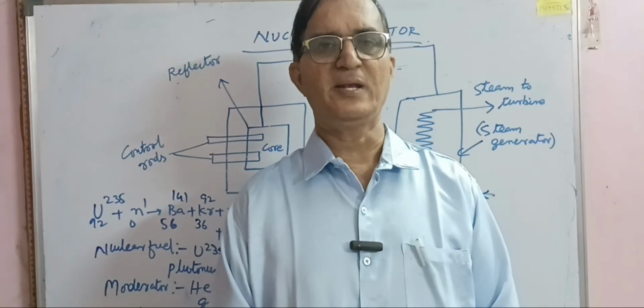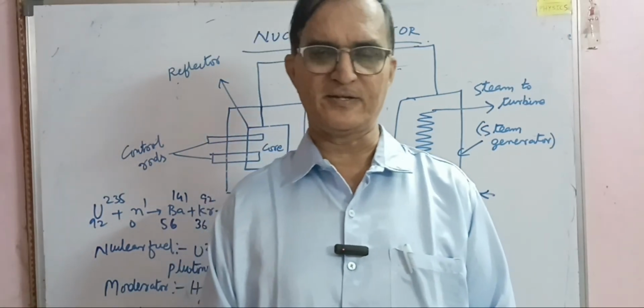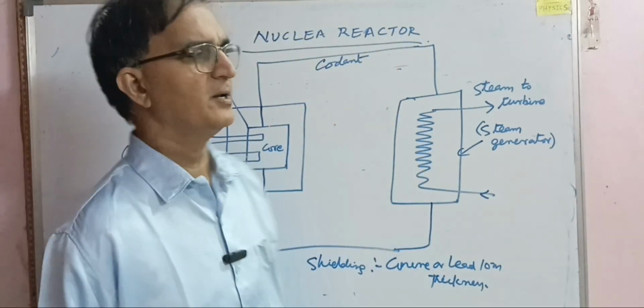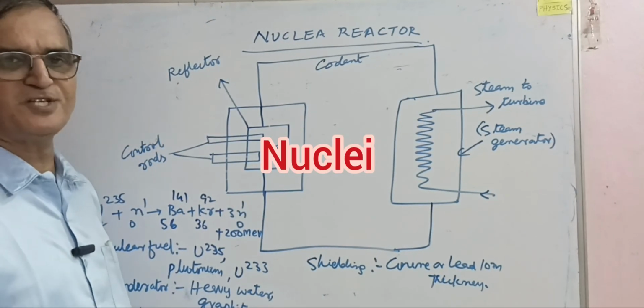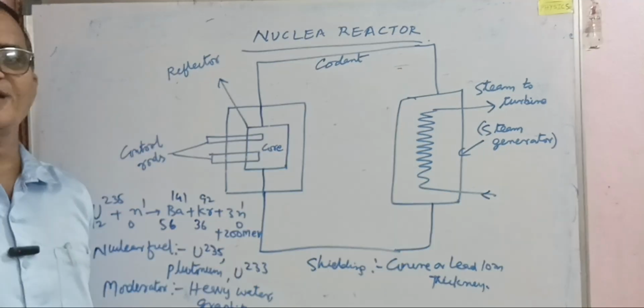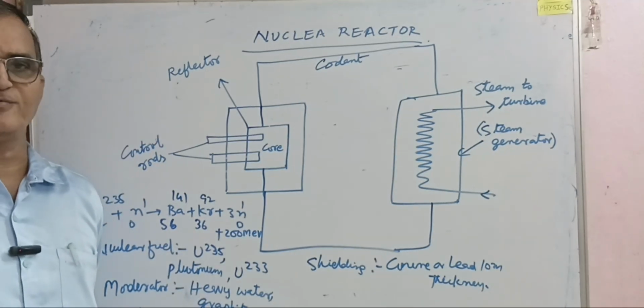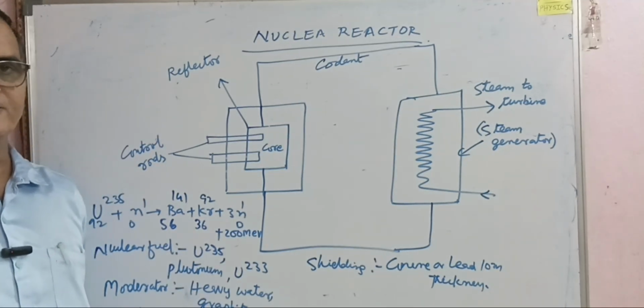Now, I'll explain the working of a nuclear reactor. Very important. A nuclear reactor is an arrangement in which the nuclear fission reaction takes place in a controlled manner. We call it a nuclear reactor.